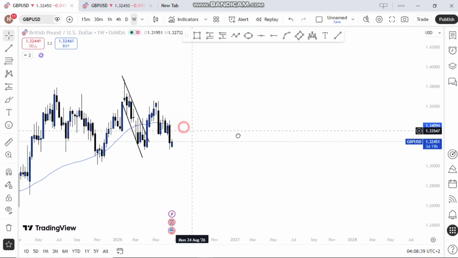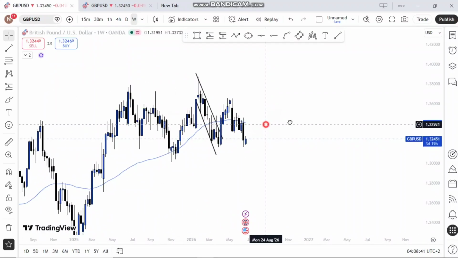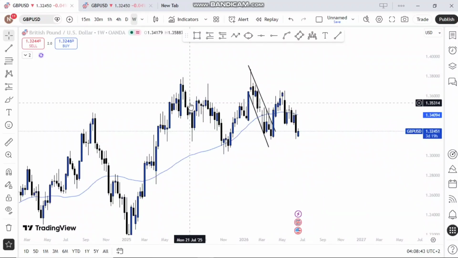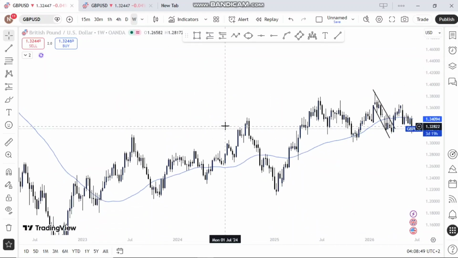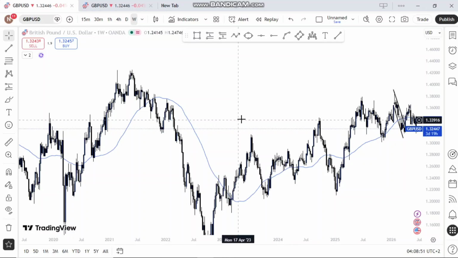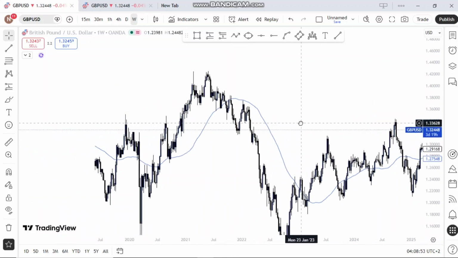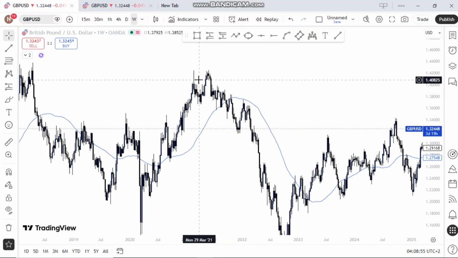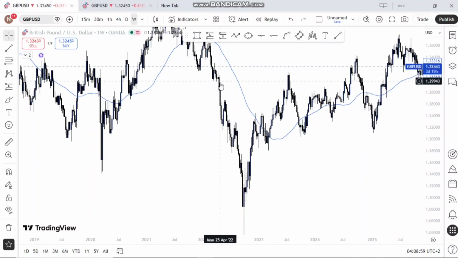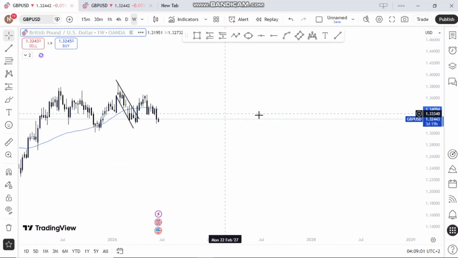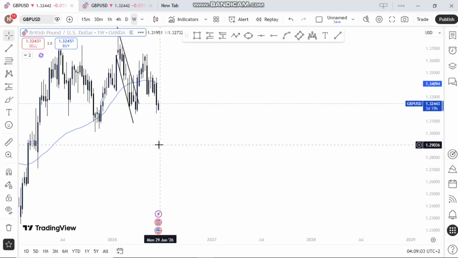We are currently here on GBP/USD. So what is happening on the market right now? Right now, what I see is that we are bullish. What do I say about that? We are buying. Yes, we were selling at this point here. It was a clear sell. But now, since we are here, we are just buying.